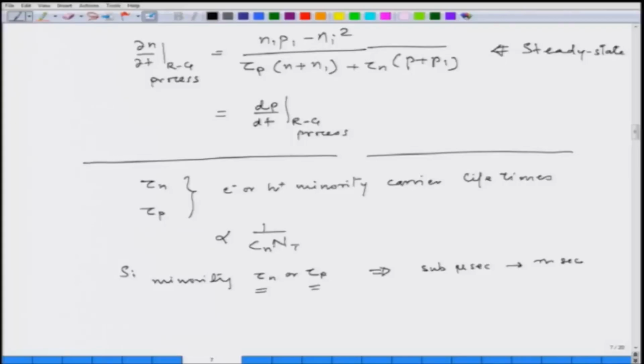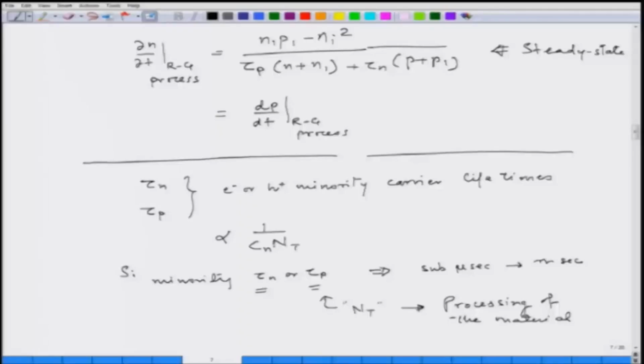Hence, these two parameters for a given material, tau n and tau p, are very important, but they are not an intrinsic material property, they depend on N t. So, they can be changed, they are dependent on the processing of the material. So, depending on how pure your material is, you will find the minority carrier lifetime can change within 4 orders of magnitude, and that would define what kind of devices you have.